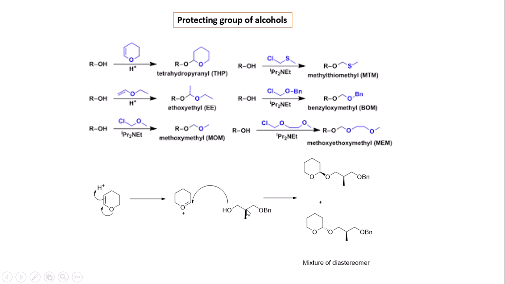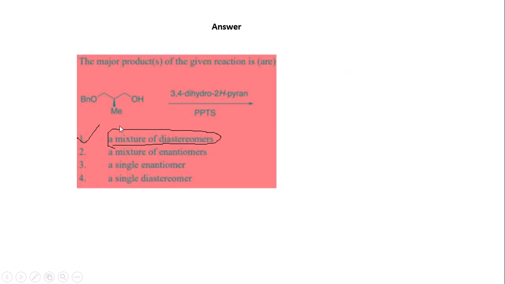But here one stereocenter is already fixed, so suppose one isomer becomes R, R and the other becomes S, R. So these two isomers are not enantiomers. This is a diastereomeric mixture. Since one stereocenter is already fixed, the attack produces a diastereomeric mixture, and the answer for this problem is a mixture of diastereomers.